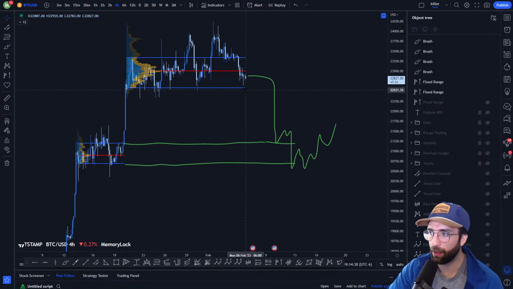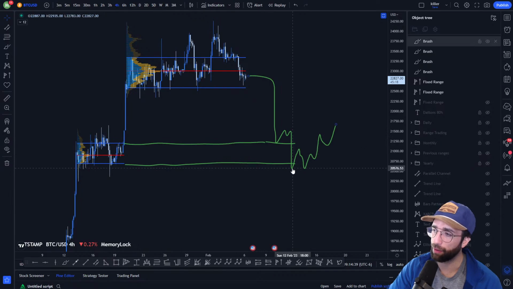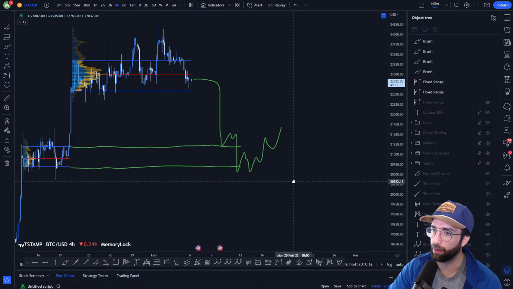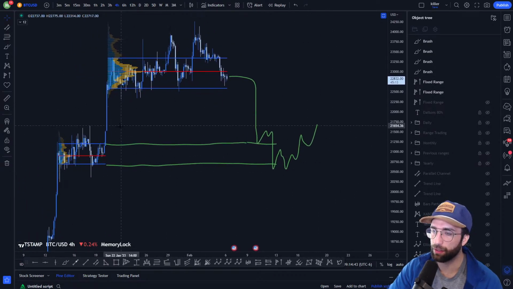And two, when we fall through again, you can look to the point of control as the area of support, or the value area high, what it holds here, or maybe at the value area low. Maybe it does fall all the way through and it hits the value area low and goes from there, right? So this is one way of using it and looking at it.